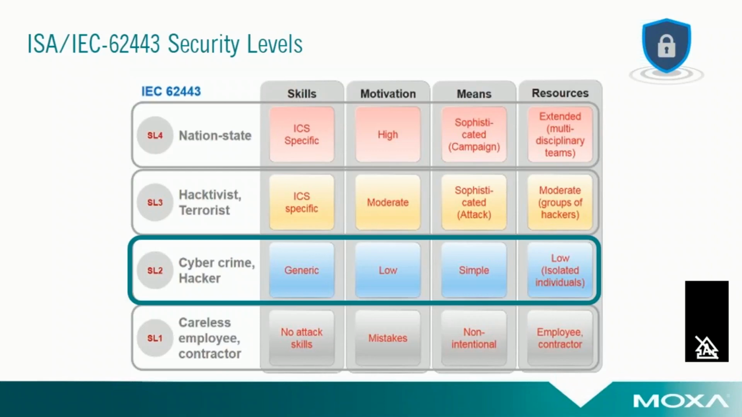SL2 is really where we start getting into hackers, and this is the level that we find most people are deploying at this point, with the exception of nuclear power plants, substations, and assets that are at risk for either organized hacking or nation state level hacking. But SL2 is protecting you against generic hacking skills, people with fairly low motivation to go specifically at your organization. The means are fairly simple, and the resources are typically an individual as opposed to an organized group of people trying to attack you.